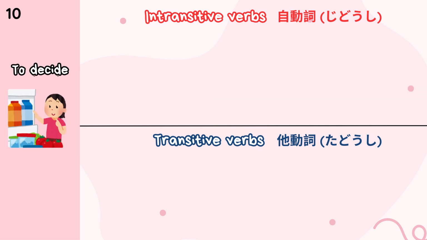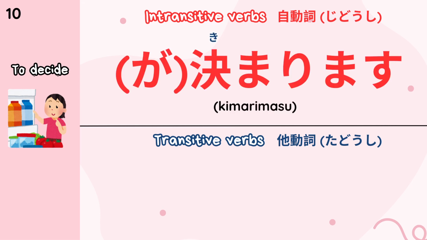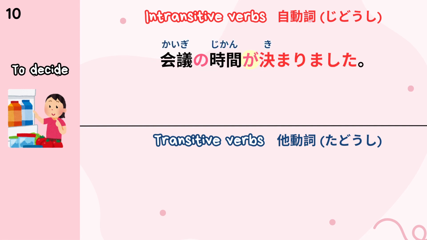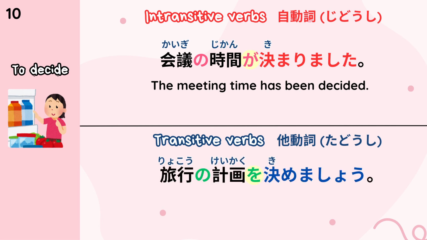To decide, が決まります。決まります。を決めます。決めます。会議の時間が決まりました。The meeting time has been decided. 旅行の計画を決めましょう。Let's decide on a travel plan.